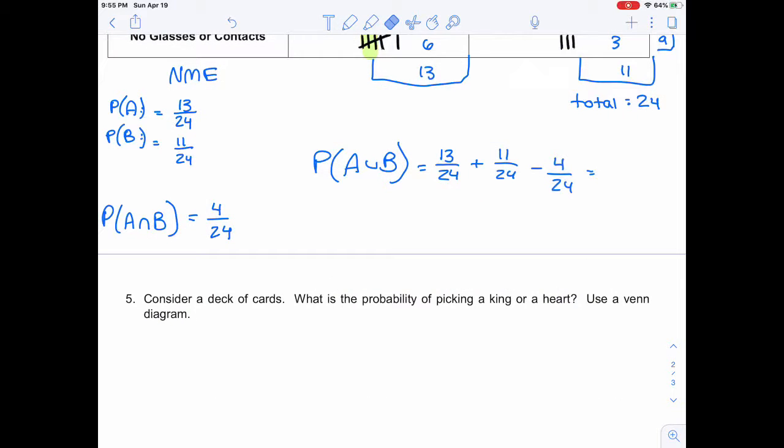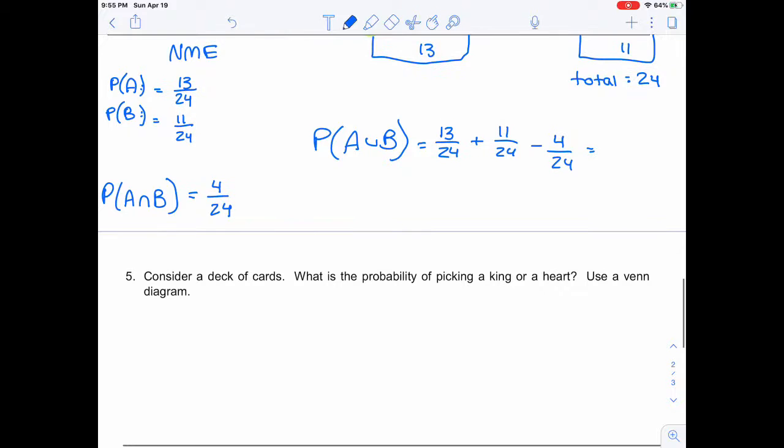And when we do... Okay, sorry about that. I realized I had a mistake on my key. But as I was saying, we should have 13 24ths plus 11 24ths minus 4 24ths. And if we do that, we get 20 24ths, which simplifies down to 5 6.